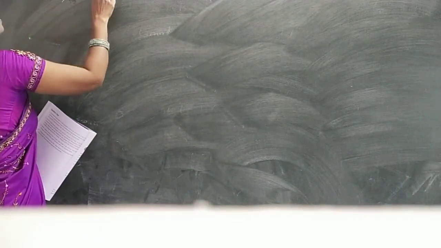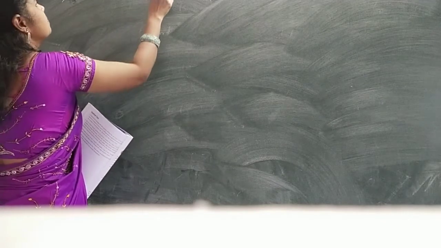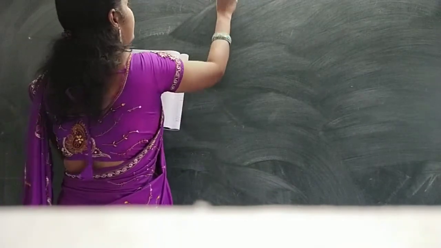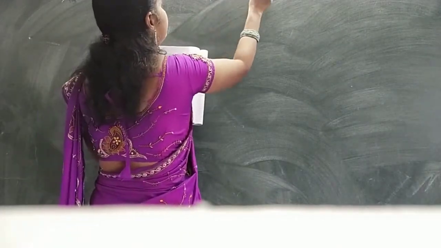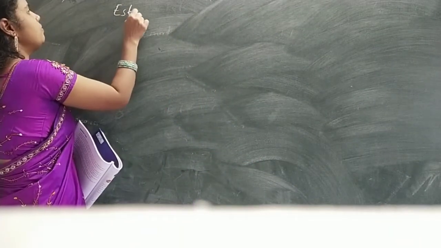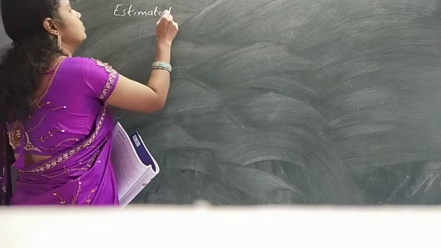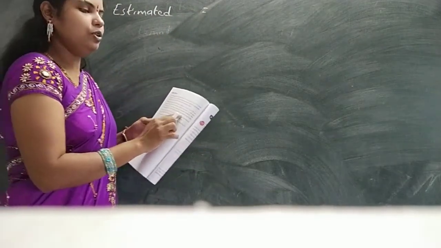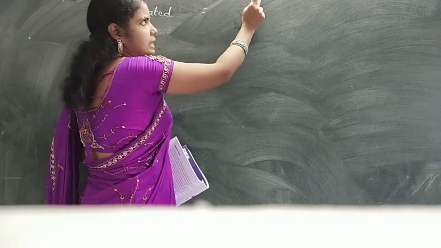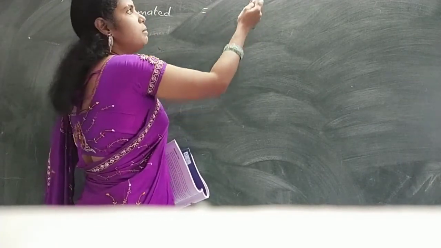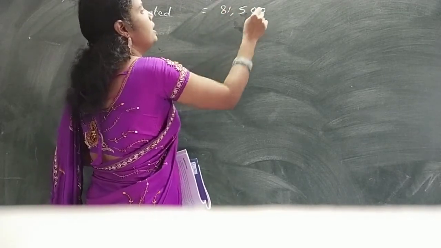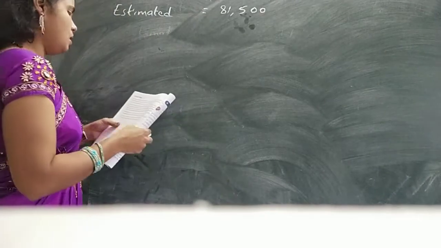So total ice creams. How many are the total ice creams? 81,533. Now you have to find the estimated value, rounding to the nearest hundred. So the hundreds place is 5. The right side of 5 is 3. 3 is less than 5. Less than 5 means you have to put zeros here. So 81,500. Okay. Next, mango flavored.